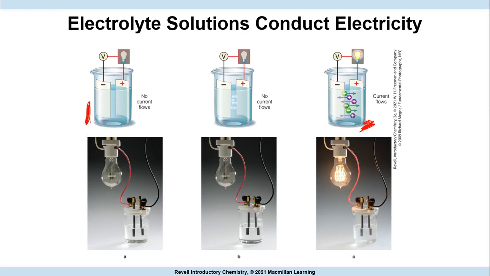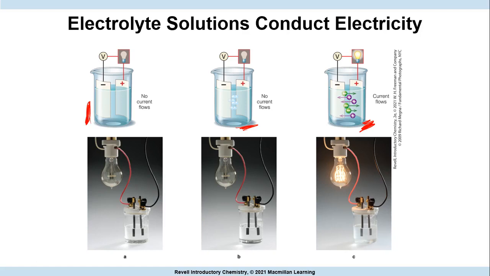So that is why you see the bulb here doesn't light up. Here in the second beaker, we have sugar. Sugar is a molecular compound, and molecular compounds do not dissolve in aqueous solution. So they just remain in that state. They don't dissolve, so they don't form ions.